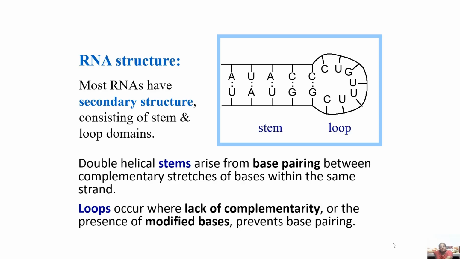Now, most RNAs have secondary structure consisting of stem and loop domains. Double helical stems arise from base pairing between complementary stretches of bases within the same strand. Loops occur when lack of complementarity or the presence of modified bases prevents base pairing.